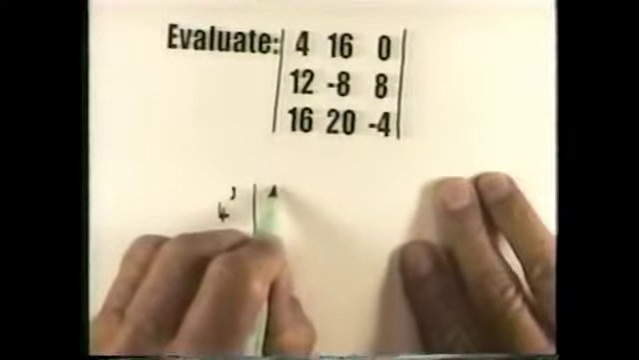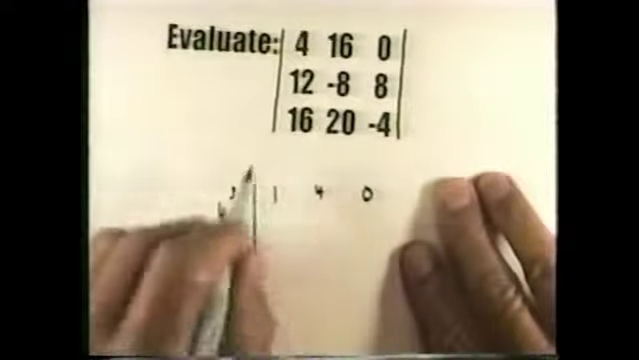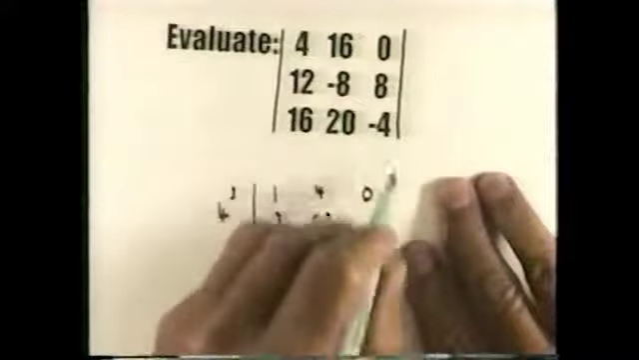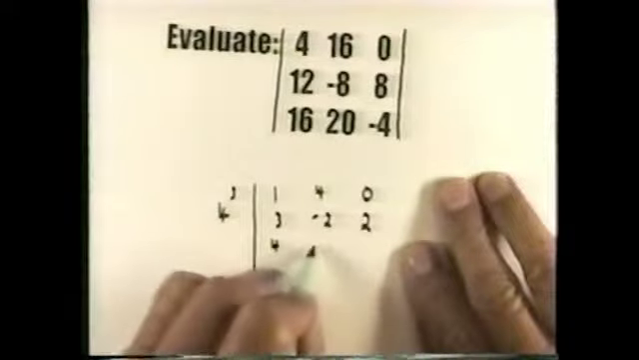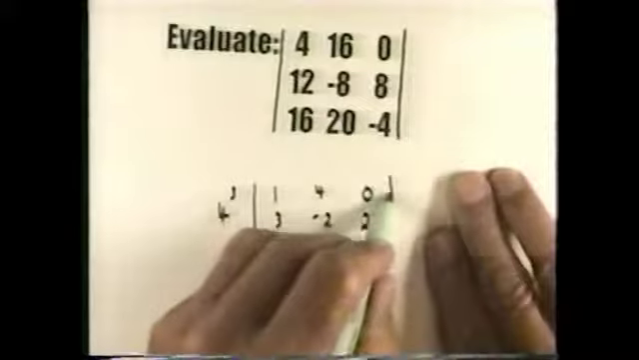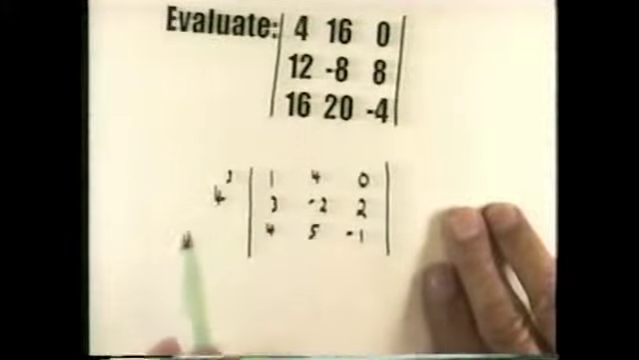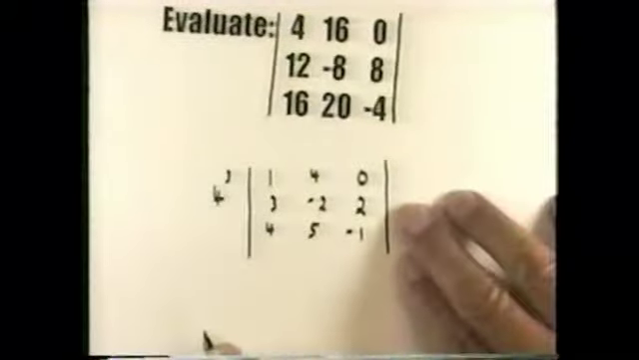That would be 1, 4, 0, 3, negative 2, 2, 4, 5, negative 1. So by factoring out my constant 4, raising it to the third power, I have much easier numbers to deal with.